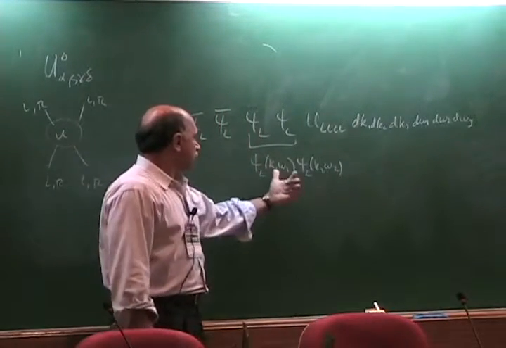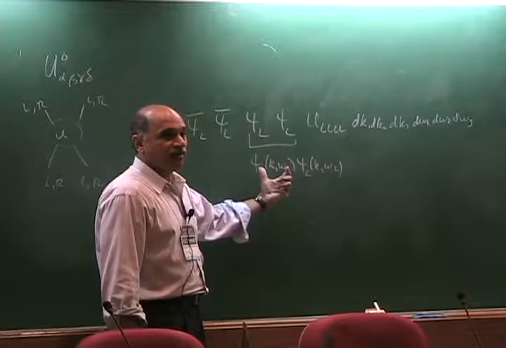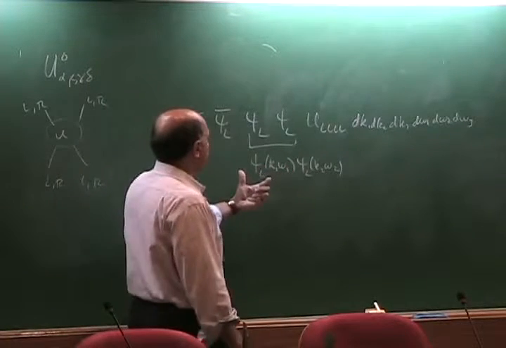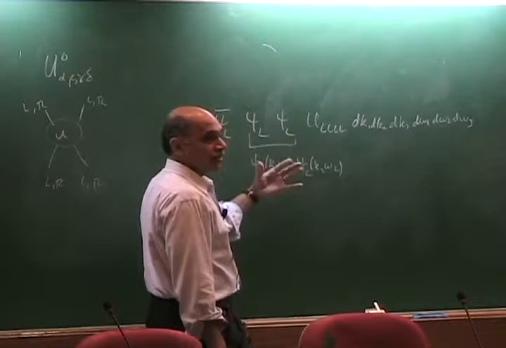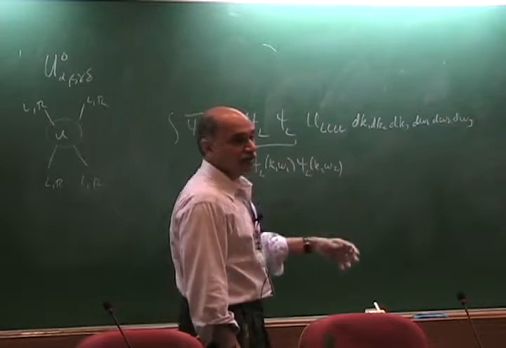You can exchange these two and get a minus sign because these are Fermi fields. Then you can relabel 1 as 2 and 2 as 1. That won't affect anything. The answer will become minus of itself. That means it is 0.